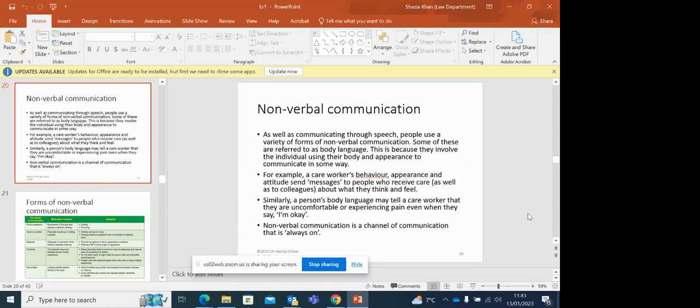For example, a care worker's behavior, appearance and attitude send messages to people who receive care, as well as to colleagues, about what they think and feel. Similarly, a person's body language may tell a care worker that they are uncomfortable or experiencing pain, even when they say, I'm okay. So can you give me an example of where someone might be uncomfortable, and they say they're okay, but their body language shows otherwise?